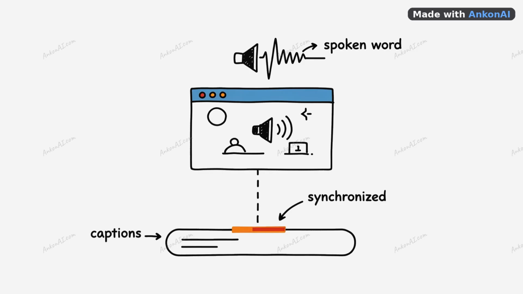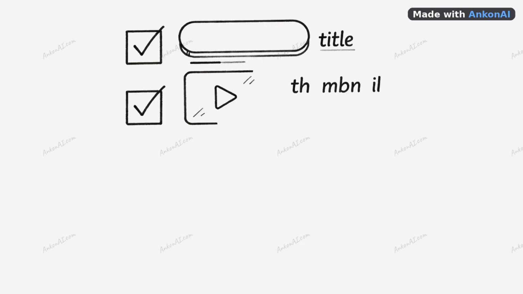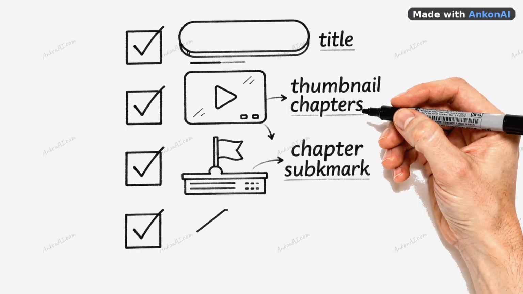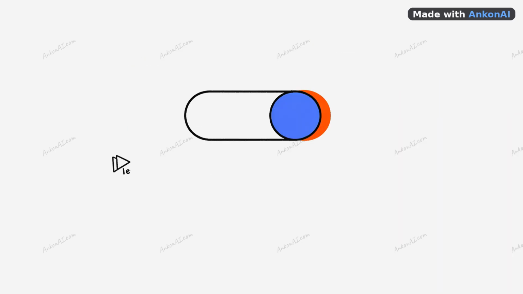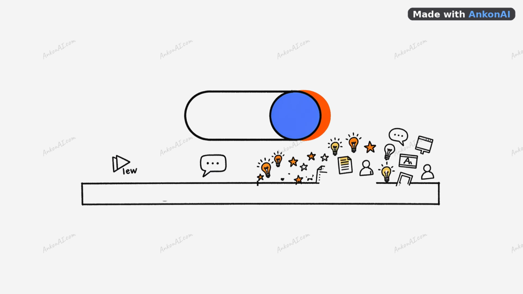watching, learning, or reading. When the video is finished, Ankon also creates everything around it: a title, a custom thumbnail, chapters, subtitles, metadata, everything you'd normally spend hours preparing. Need more visuals? Enable Enhance, and Ankon generates additional illustrations throughout the video, making longer stories richer and more engaging.